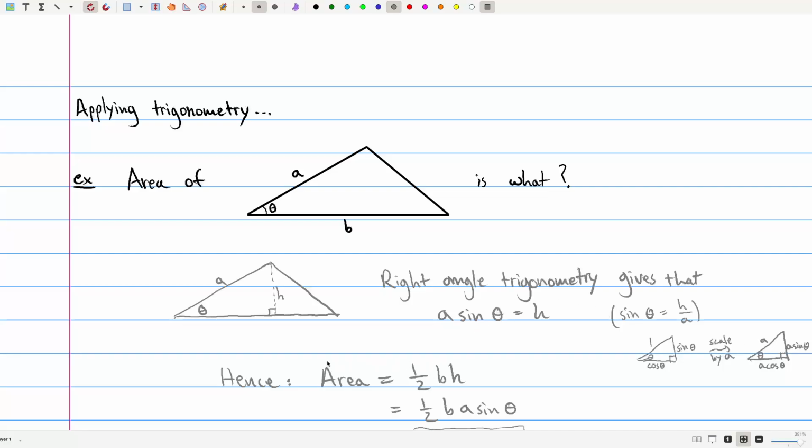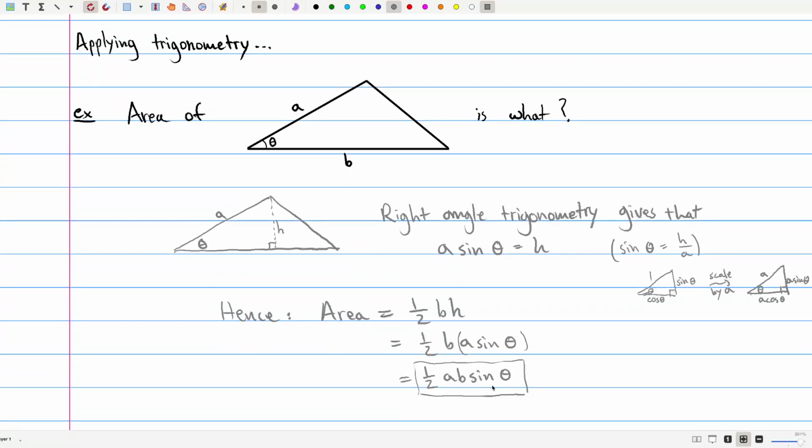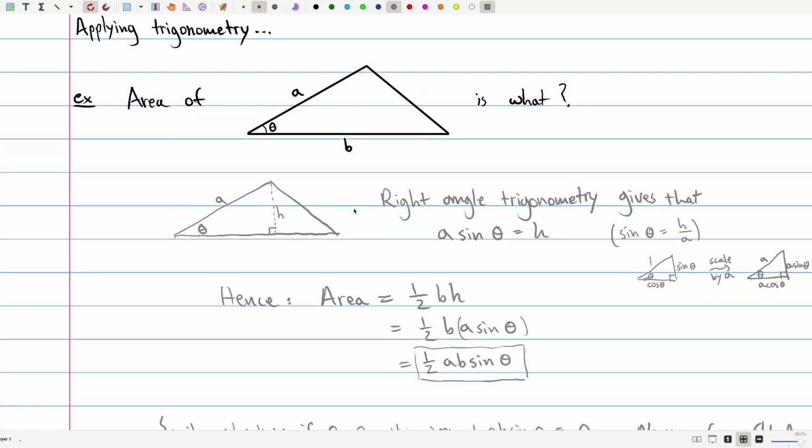So we know the area of a triangle is 1/2 base times height. The height is a sine theta, so we can plug that in. And then, rearranging a bit to make it look pretty, we've got 1/2 AB sine theta. So that is the formula for a triangle where you know the two side lengths and the angle between them.